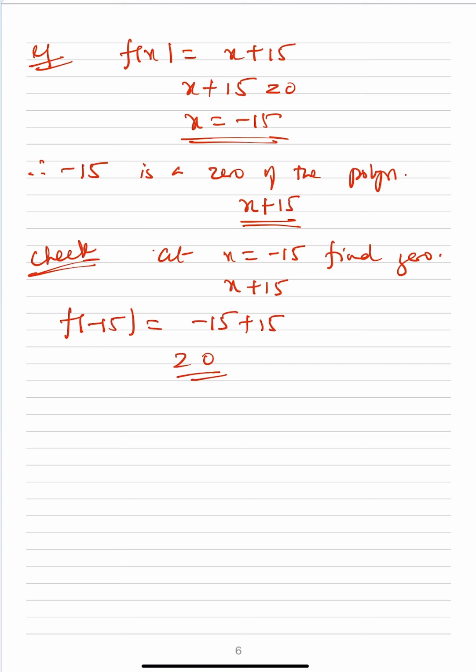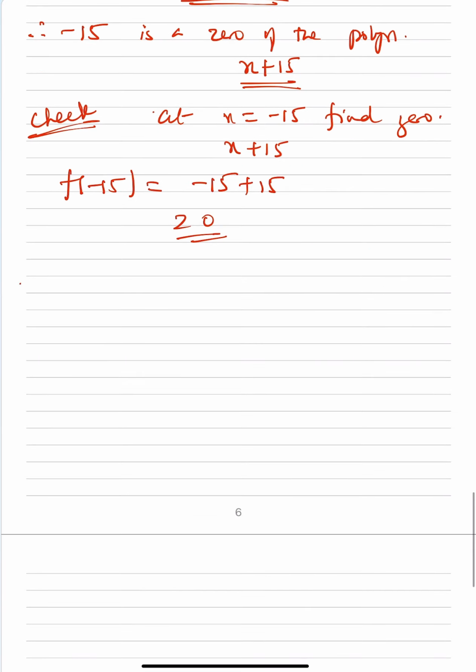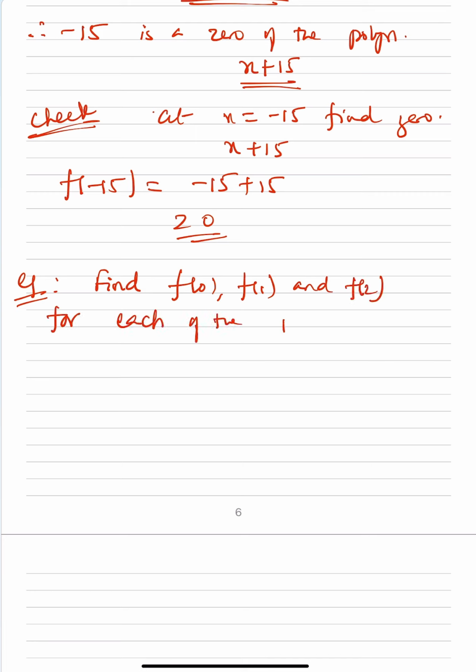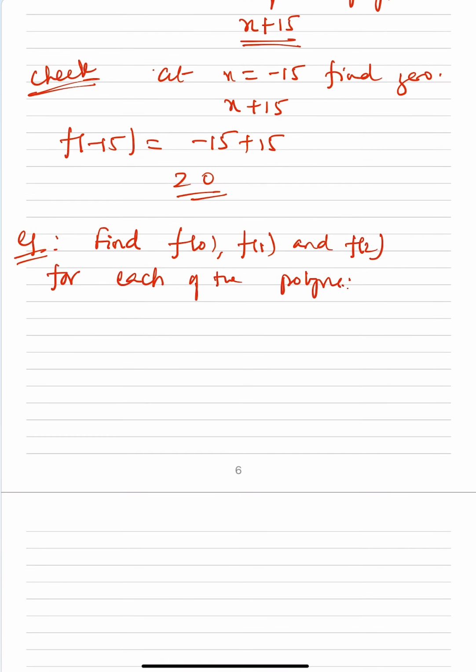Okay. So anything they can ask you, they can ask you to just find. See, they can ask you like this also: find f of 0, f of 1 and f of 2 for each of the polynomials. They can ask you like this. That means they have not mentioned that it is a zero or a value, but you just need to find out the value of the given polynomial by putting these numbers.